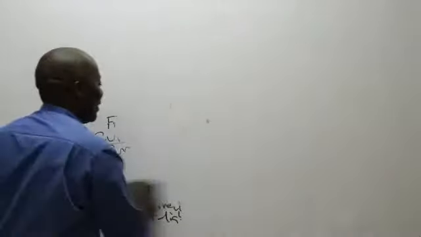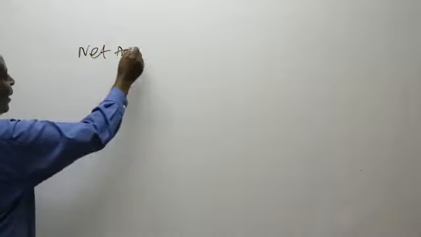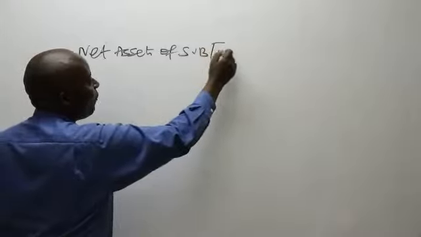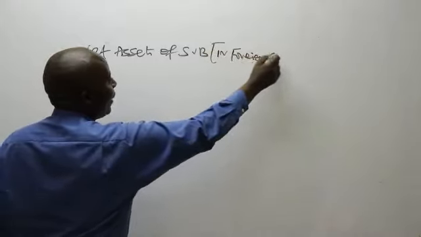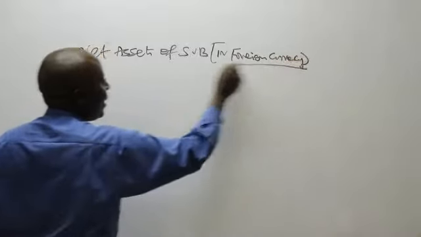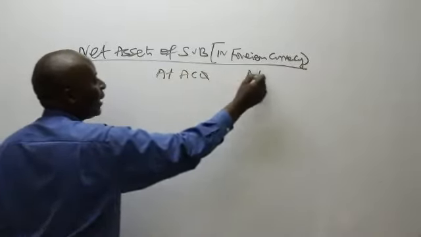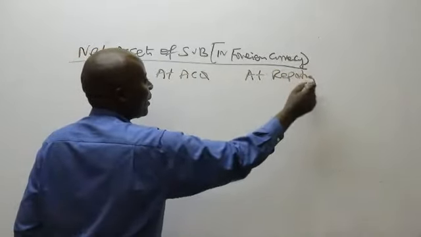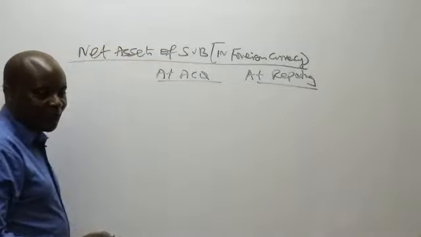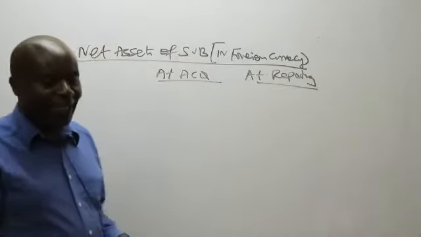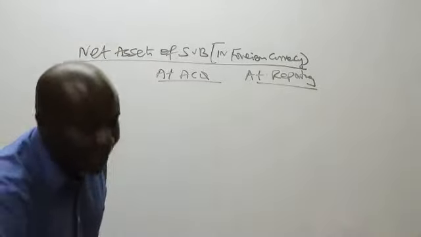So kumaliza balance sheet, tuanza na net assets of the subsidiary. Andika net assets of the subsidiary sasa. And these must be given in foreign currency. So remember, net assets is at acquisition and at reporting. It's net assets at acquisition and net assets at reporting.